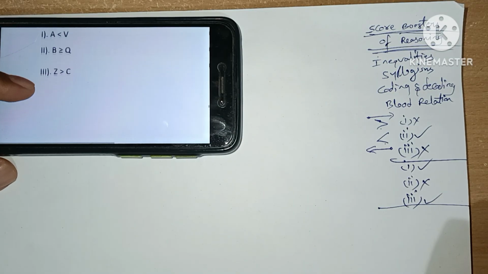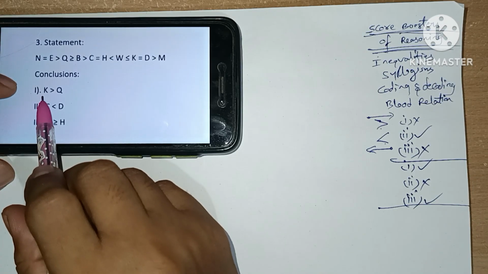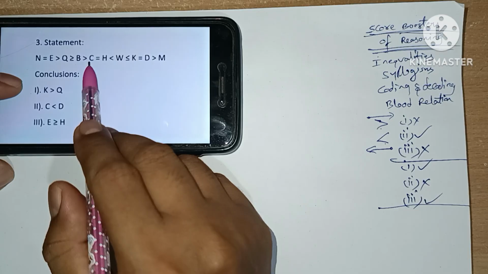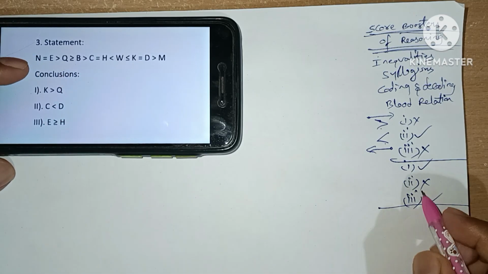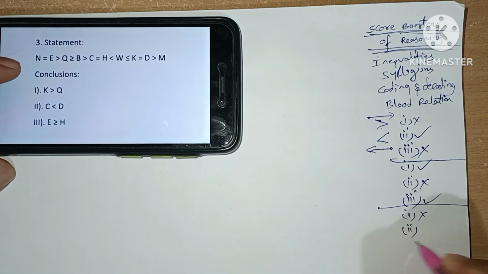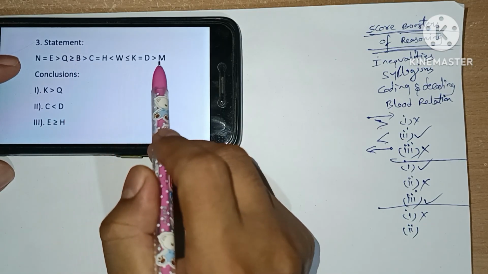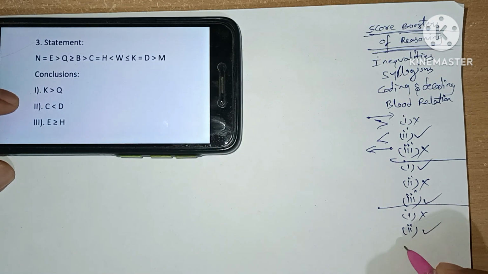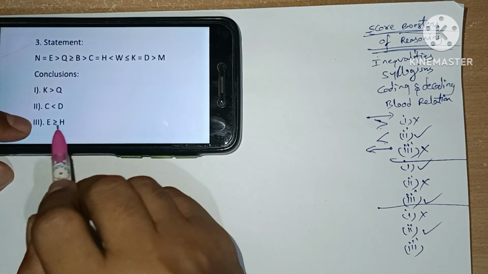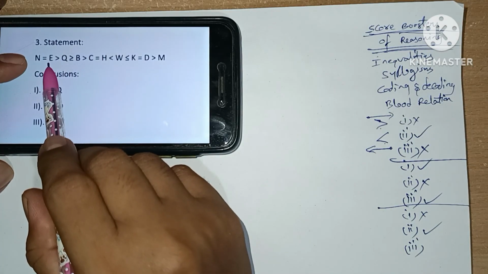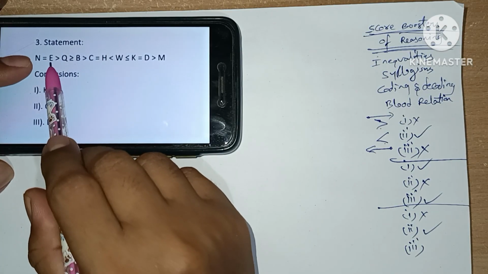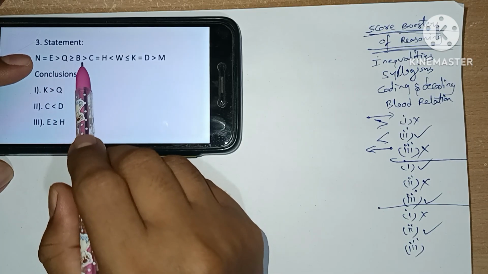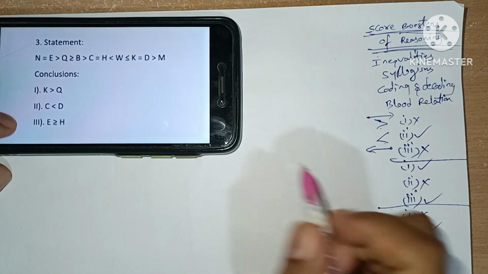Now let's see the third question. The flow from K to Q. From K, there is flow up to C but cannot reach Q. So the first conclusion will be false. Second conclusion, the flow from D to C. From D, we can reach C. It is possible. So the second conclusion is true. Third one, the flow from E to H with everywhere equal to. From E, there is equal to N but cannot go to H with everywhere equal to. Here there is a missing equal to, and here also there is a missing equal to. So this case fails.